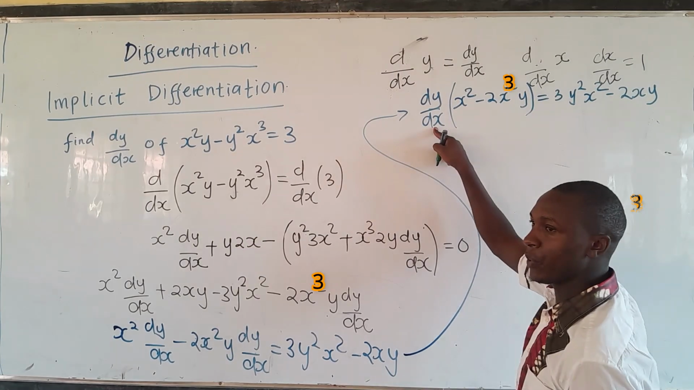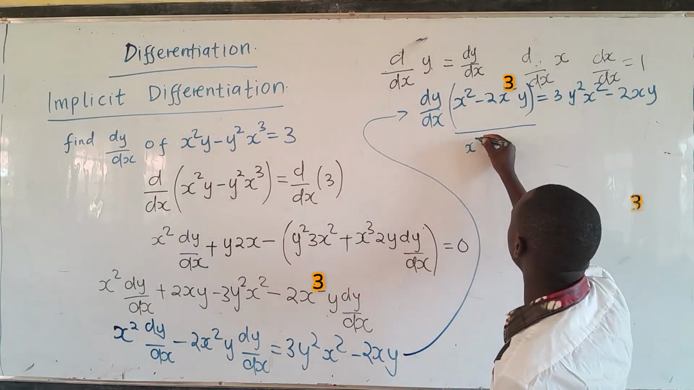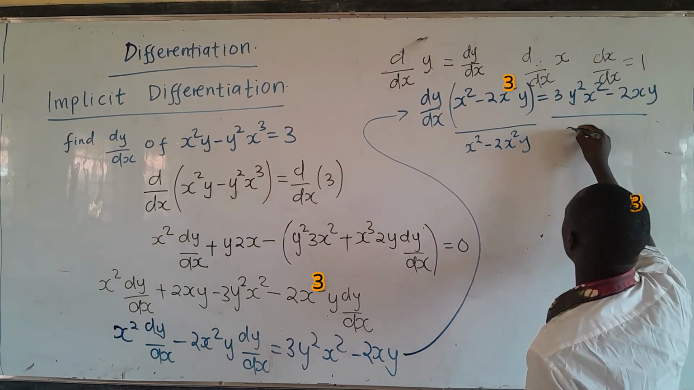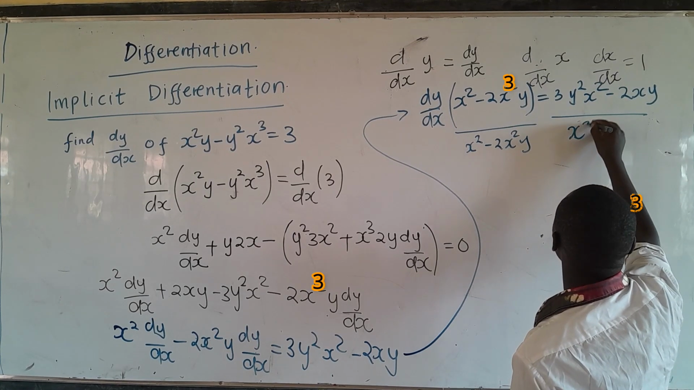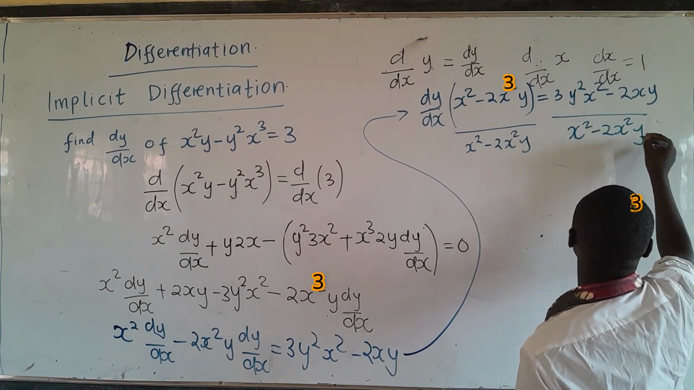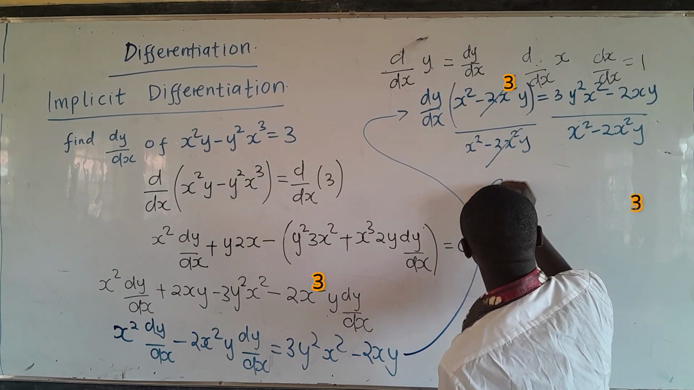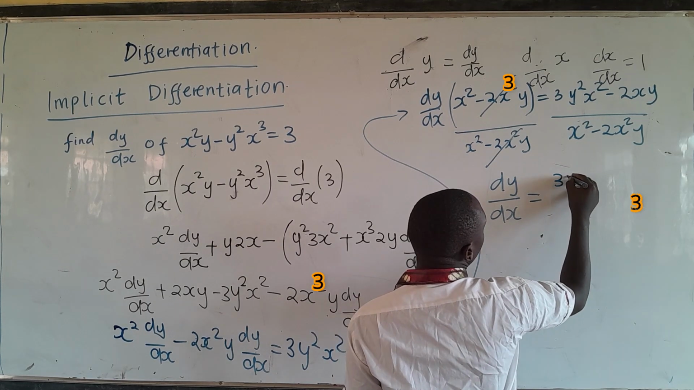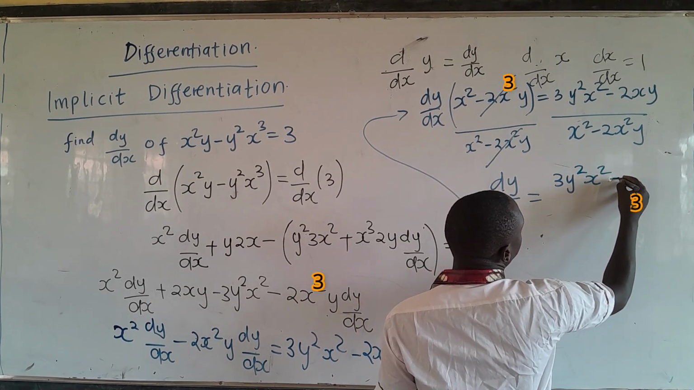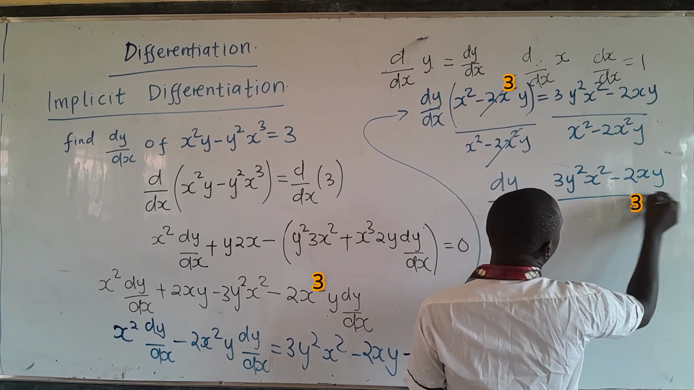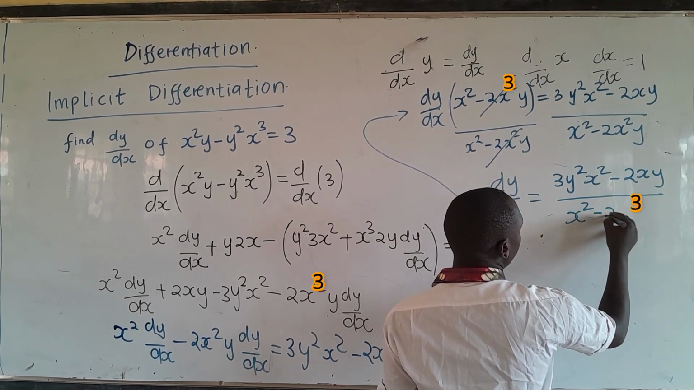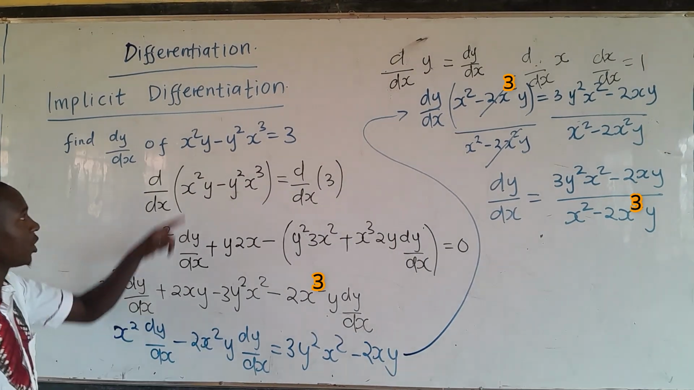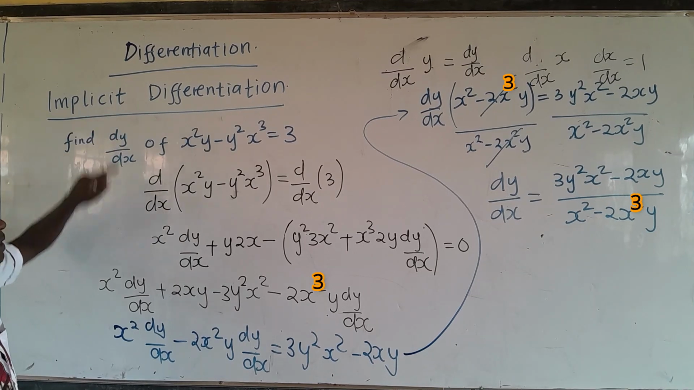And since we want to remain with this, we can divide both sides by x squared minus 2x squared y, and this cancels out with this, and dy over dx is going to be equal to 3y squared x squared minus 2xy divided by x squared minus 2x squared y. That becomes the derivative of our function here using implicit differentiation.